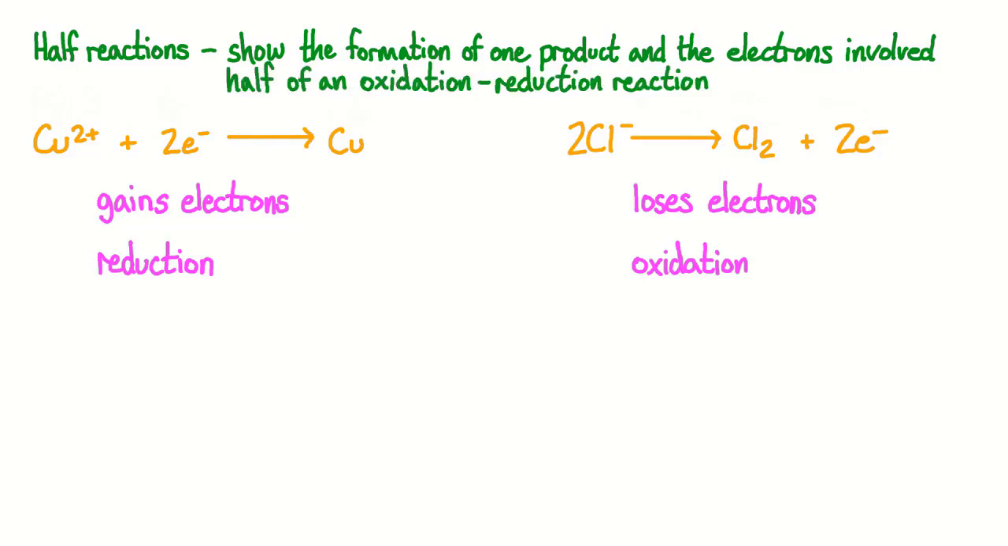In fact, these two names can be combined when we talk about a full oxidation-reduction reaction. We could write the full oxidation-reduction reaction, where copper 2 chloride breaks down to form solid copper and chlorine gas. However, the half reactions give us some useful information about what is happening to the electrons during this process.